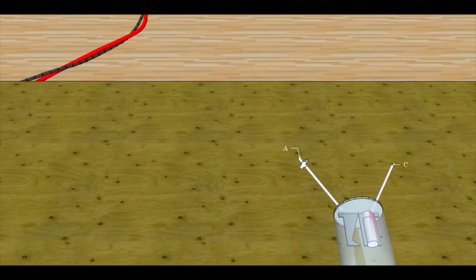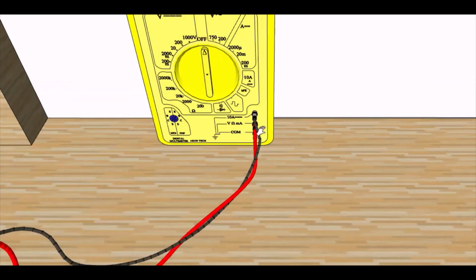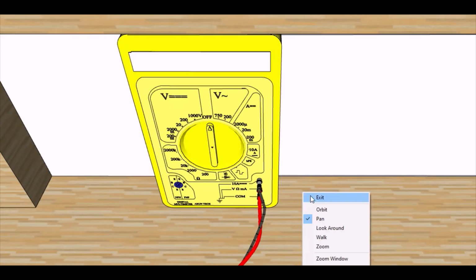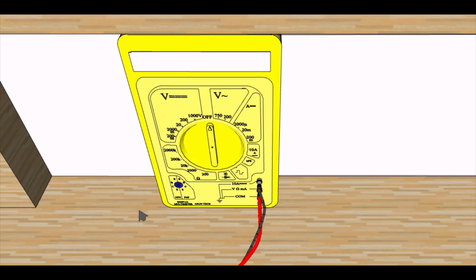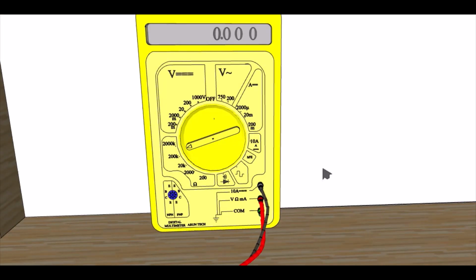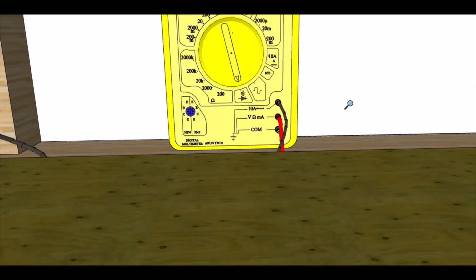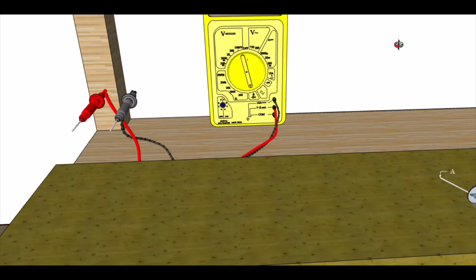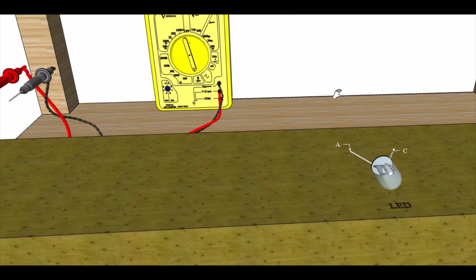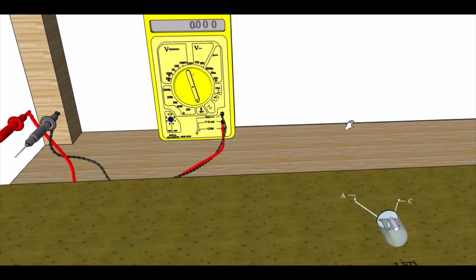So now let us switch on the multimeter. So we have to keep the switch of multimeter at diode position, and now we will connect the positive of multimeter to anode and negative of multimeter to cathode of LED.